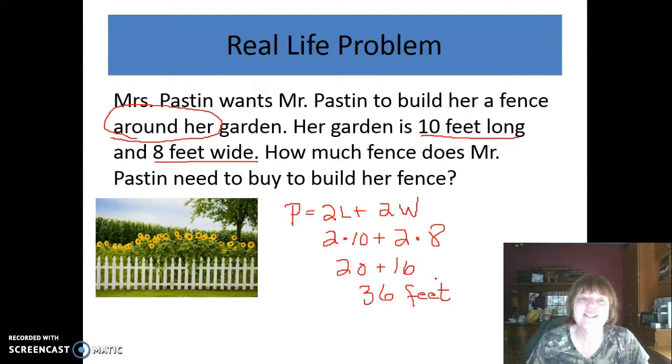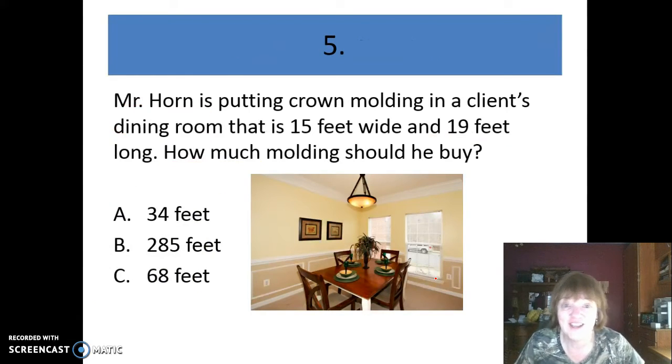Okay, so that is our real life problem from Mrs. Paston's world. Here's mine. And you get to figure it out. Mr. Horn is a crown molding expert, let me tell you. He could do this so fast in his head, it's not even funny. All right, he might want a calculator. You figure it out.